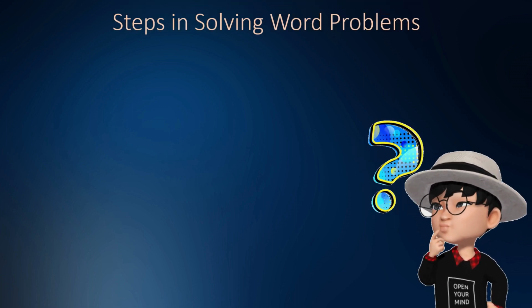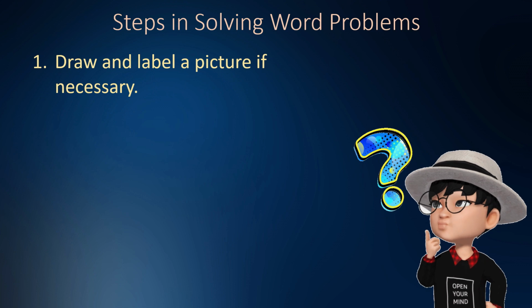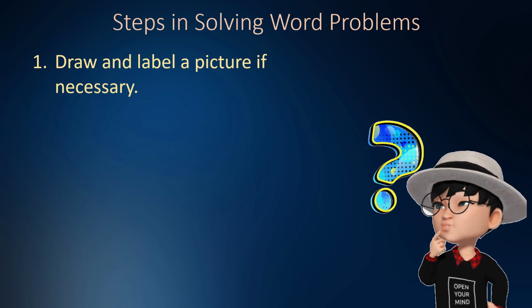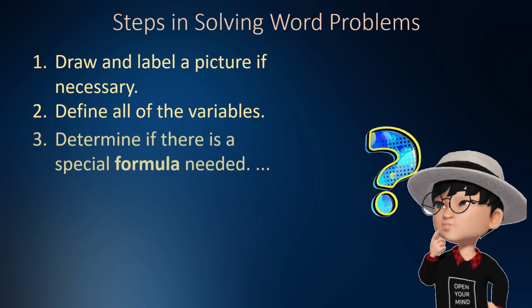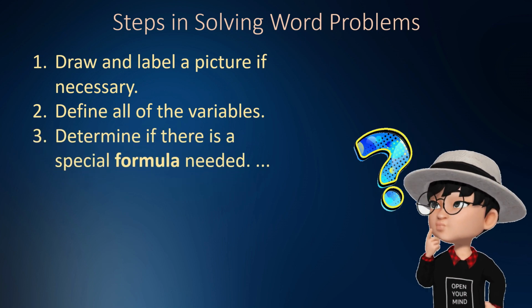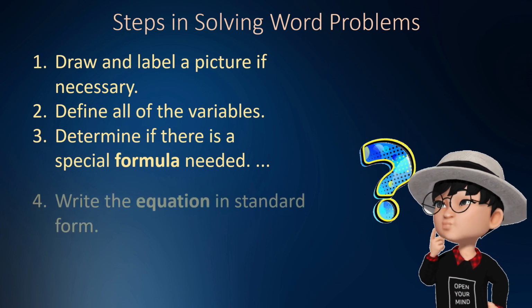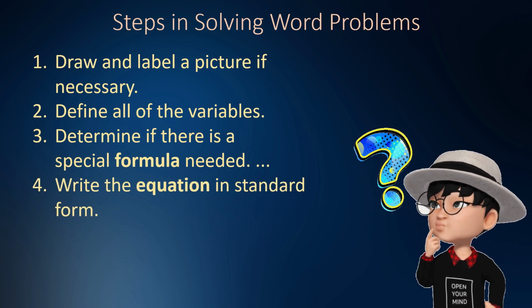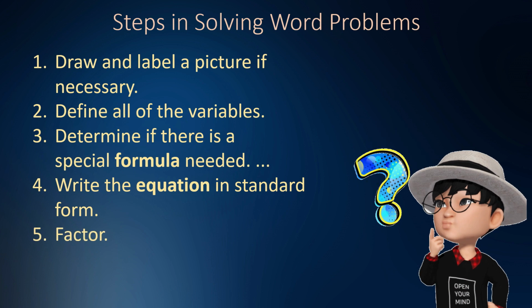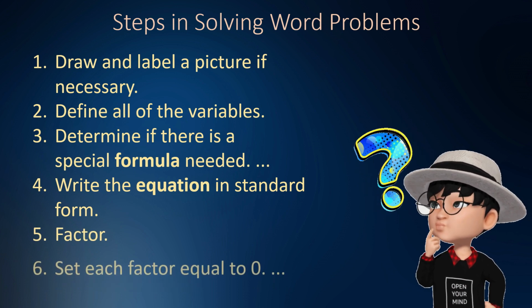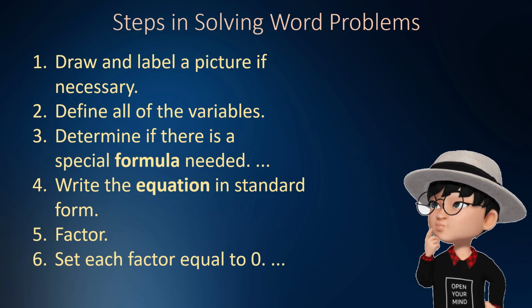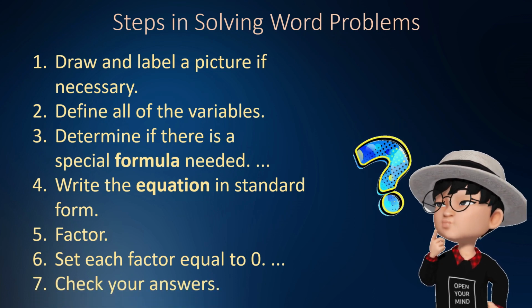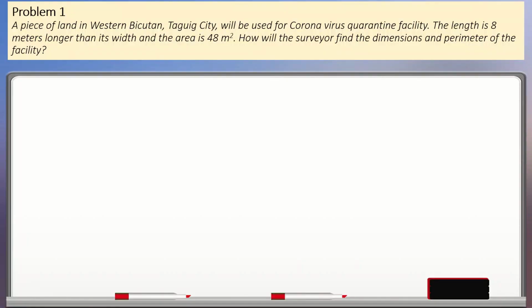What are the steps in solving word problems? Okay, number 1, draw and label a picture if necessary. Number 2, define all the variables. Number 3, determine if there is a special formula needed. 4, write the equation in standard form. 5, factor. And 6, set each factor equal to 0. Lastly, check your answers.